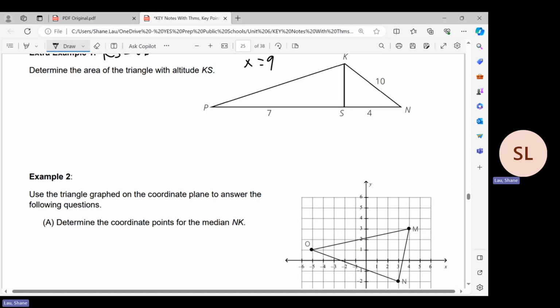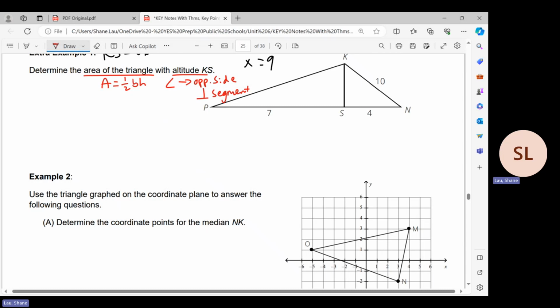But here we're going to determine the area of the triangle using the altitude KS. Let's remind ourselves of a couple things. Area of a triangle is area A equals 1/2 times B times H, where B is the base and H is the height. Additionally, that altitude, we're going from angle to opposite side perpendicular segment. Like so.